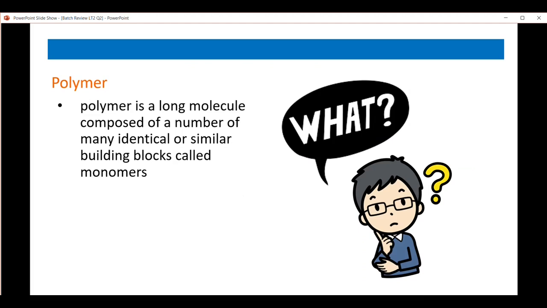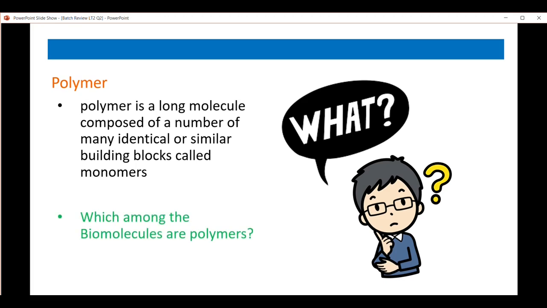Okay, another thing we talked about would be polymer. So what is a polymer? Polymer would be long molecules composed of a number of many identical or similar building blocks. So just remember, putting together different monomers of sugars can make polysaccharides. Putting together many, many units or monomers would make proteins, so it should also be a polymer as well. So just remember, polymer is a long molecule made up of repeating units.